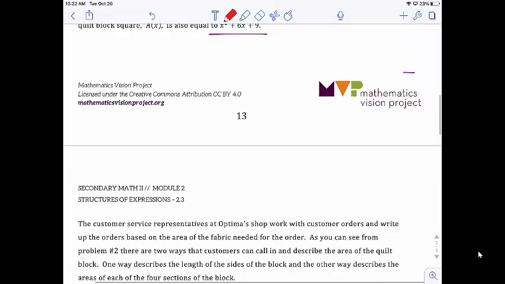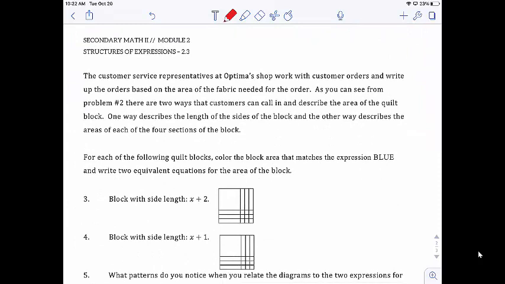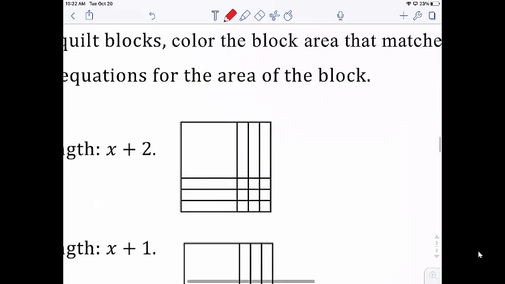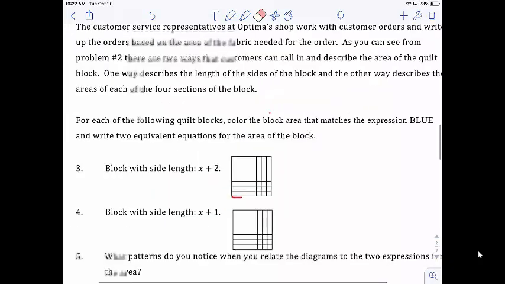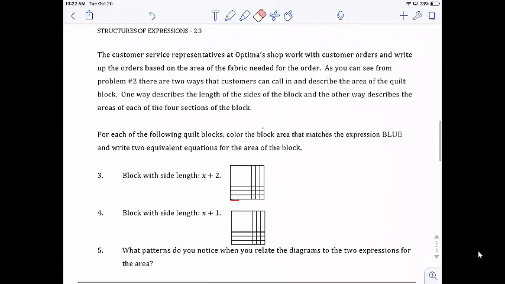Okay? All right. A customer service representative at Optima's shop works with customer orders and writes up the orders based on the area of the fabric needed for that order. As you can see from problem number 2, there are 2 ways that customers can call in and describe the area of the quilt. One way describes the length of the sides of the blocks, right? That's what we said. One way describes the length and the width and multiplies it together. And the other way describes the areas, added up all the pieces. Okay?